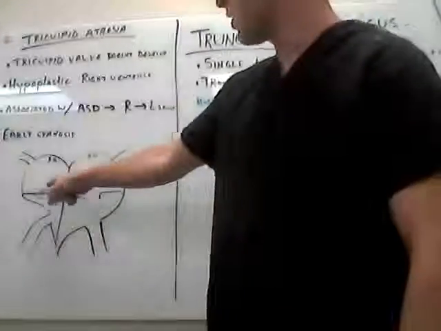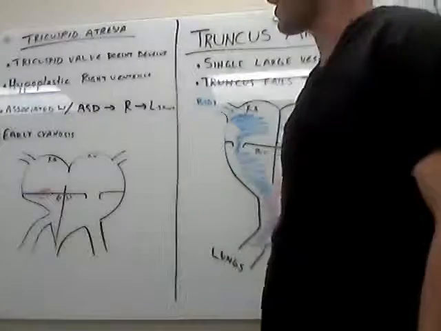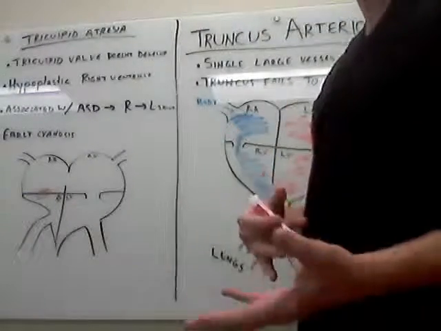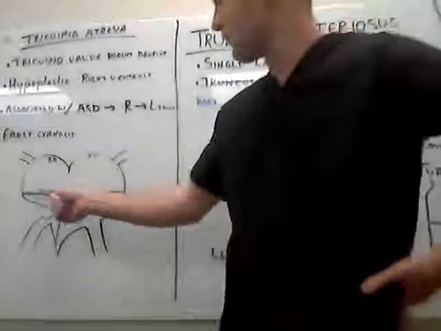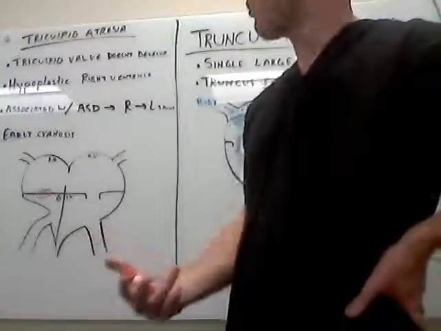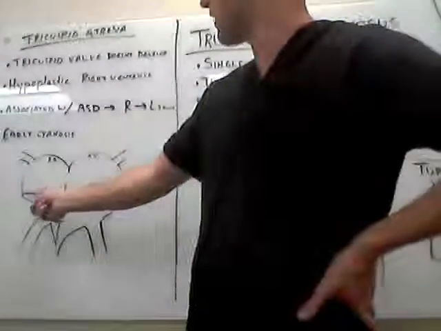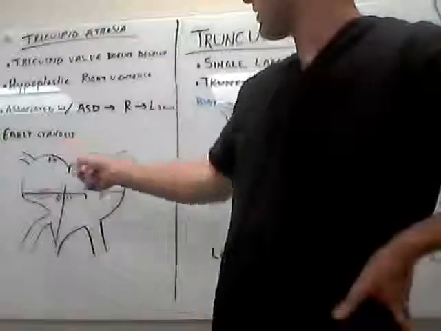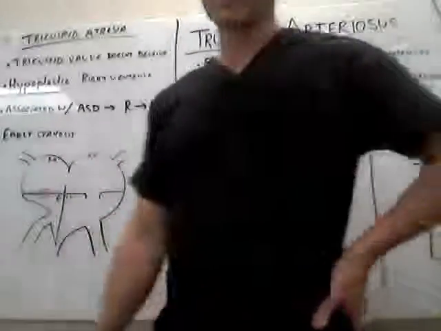But because there's no blood going down here, you're going to get a hyperplasia, which is where something grows a lot, and hypoplasia is where something doesn't grow very much. Because this has never been used with any blood, your right ventricle becomes very hypoplastic. So you get a hypoplastic right ventricle. And again, it's associated with the atrial septal defect and a right to left shunt and early cyanosis, as would be expected.